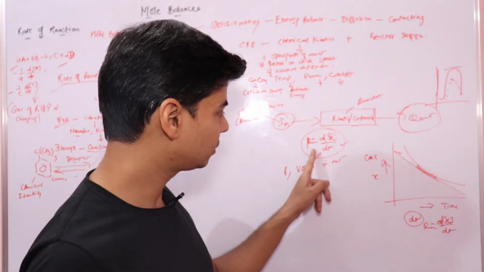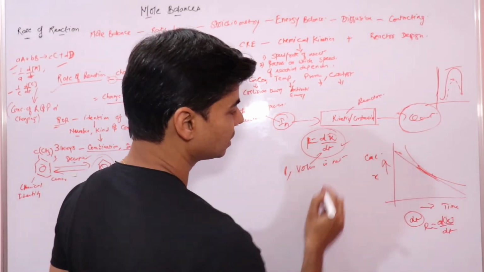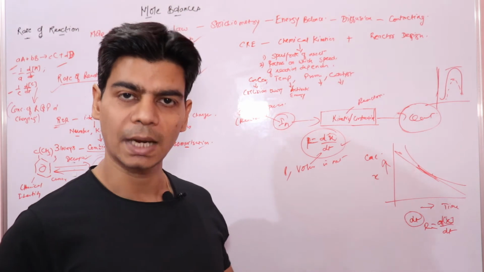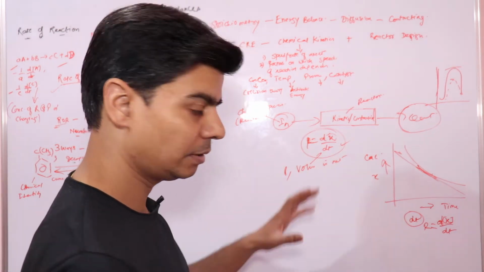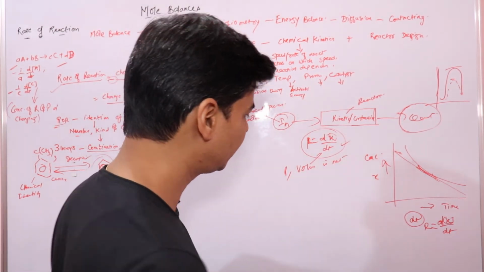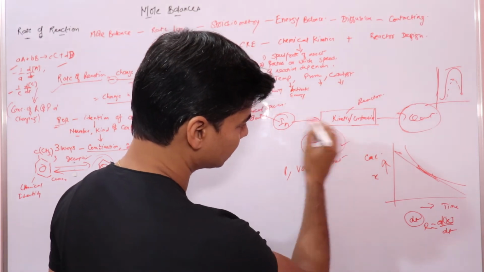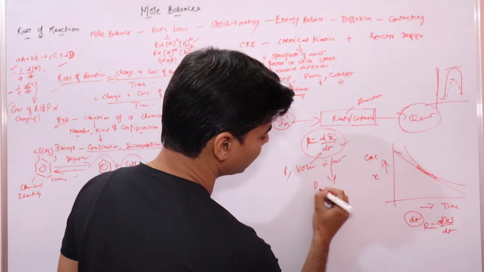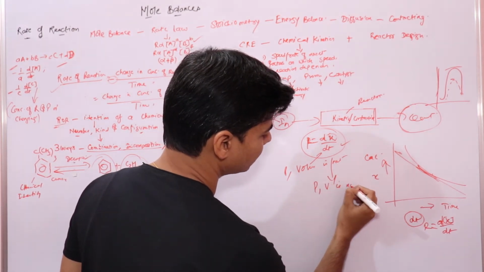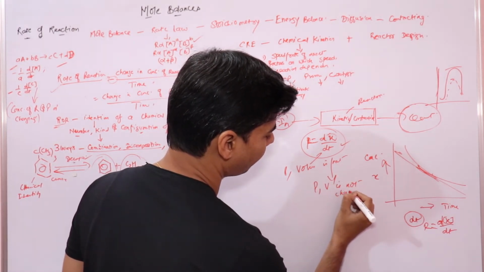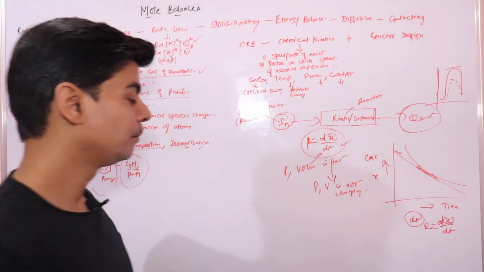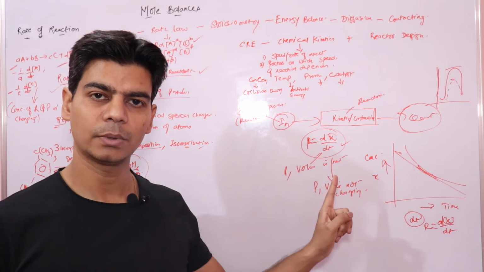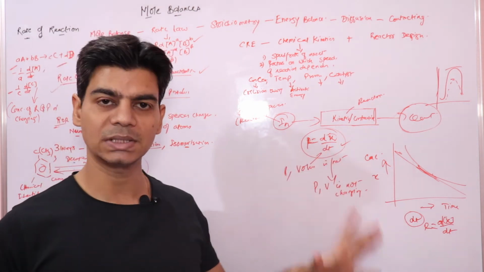So this equation, where rate of reaction is defined as dx upon dt, cannot be applied to all types of reactors. If you remember, we have studied in chemical kinetics that this rate of reaction can be applied only when pressure and volume are not changing, right?